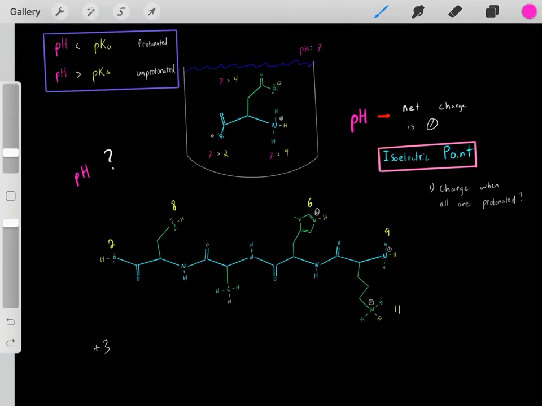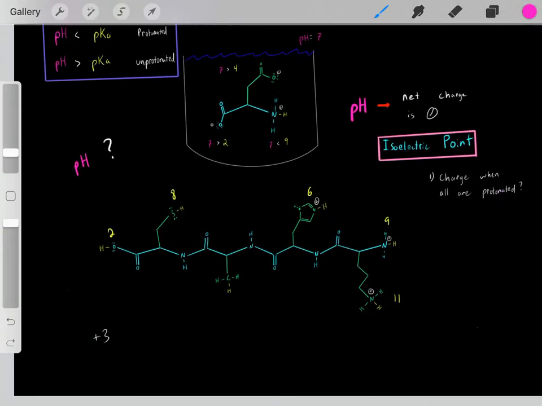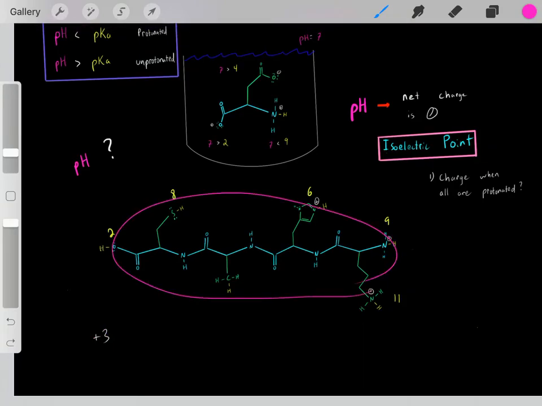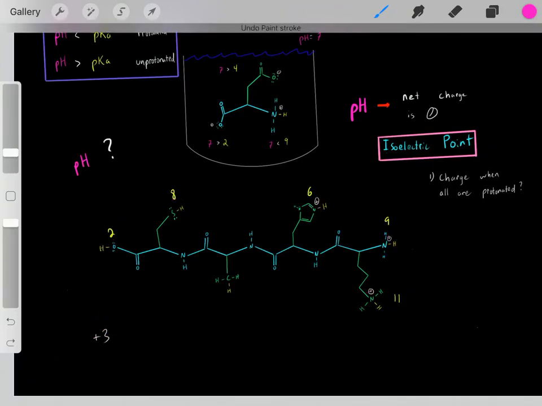Once you do that, you see what the net charge is. So once we protonate all the functional groups, we see the net charge is positive 3. We have 3 positive charges. So that's step 1. The net charge when all the functional groups are protonated. So we see that's positive 3.